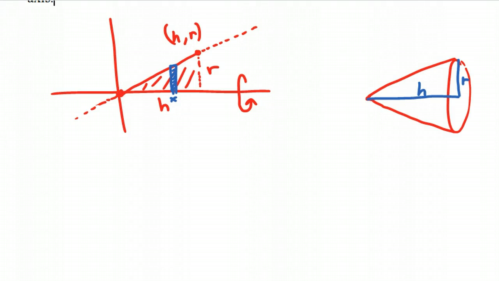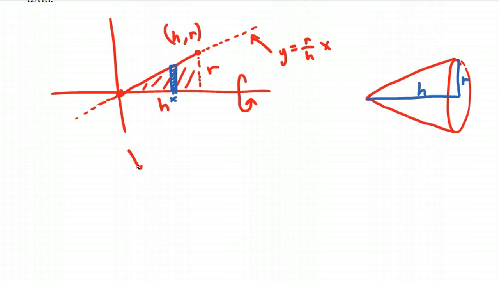And so the one thing remaining to do is to find the slope of this line. Well, we know the slope of the line, m, is going to be r over h. Okay, rise over run would be r over h. So that y equals mx would really be y equals (r over h) x. So that's the formula for this line.